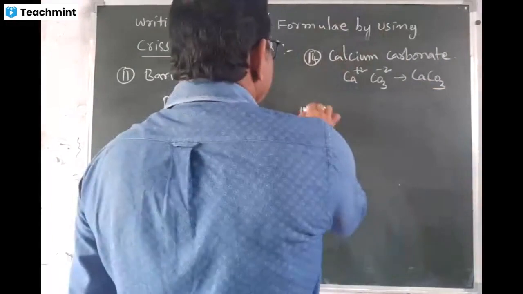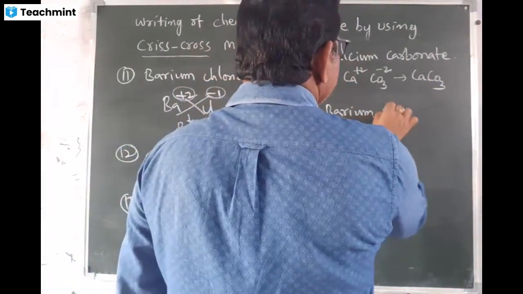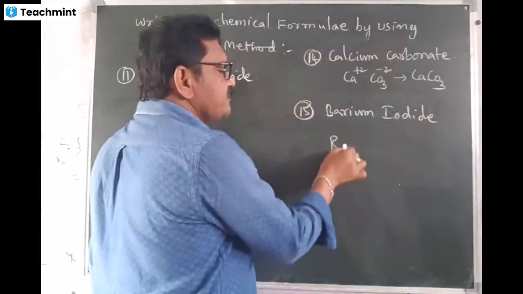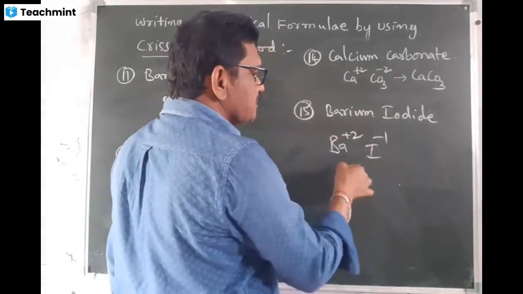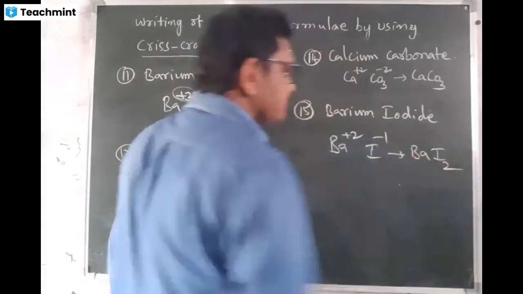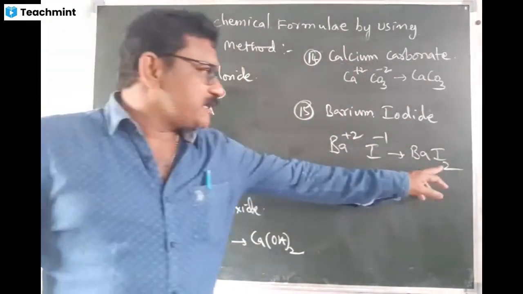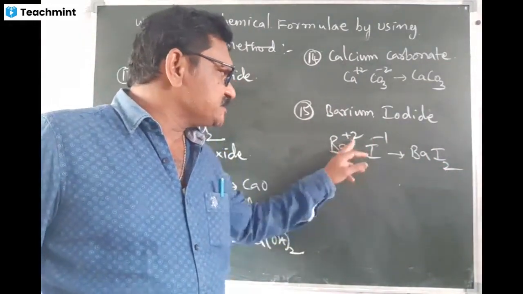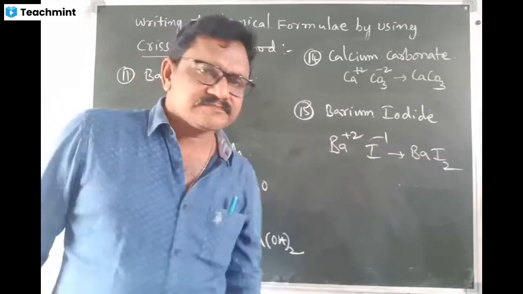Then you want to write barium iodide. How can you write barium iodide? Barium charge is +2, iodide charge is -1. You can cross over these. What is the formula here? BaI2. The barium iodide formula is BaI2. Why is there a 2 here? Just cross over the charges: this 2 keep here, -1 right here.